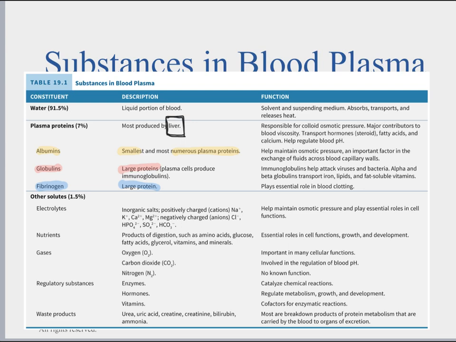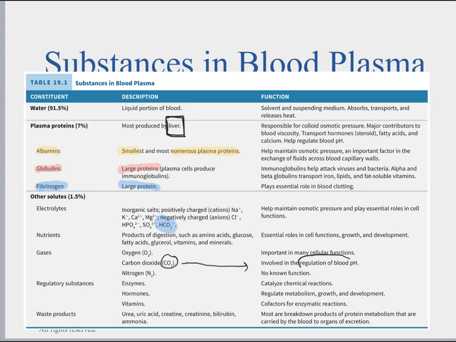Now, bicarbonate is going to be an important one, and we're going to relook at this one. And again, this is one of our great buffers of our body. Some nutrients that we're going to look at are products of digestion, such as amino acids, sugars, glucose, fatty acids, glycerol, vitamins, and minerals. These are essential roles in cell function, growth, and cell development. Gases, we talked about dissolved gases, oxygen, carbon dioxide, and nitrogen. So the carbon dioxide is key. Remember we said that blood is going to help regulate pH? Well, here it is.